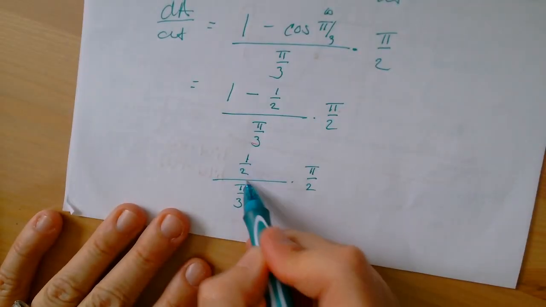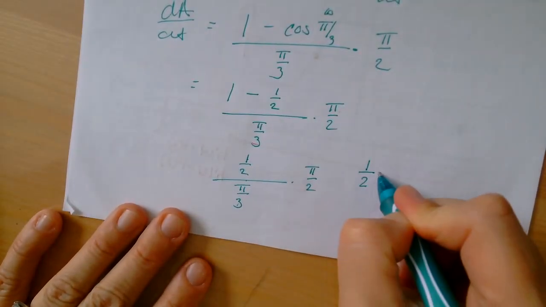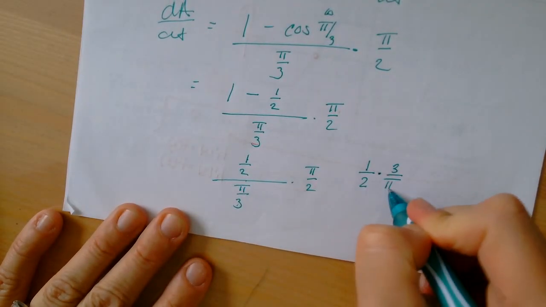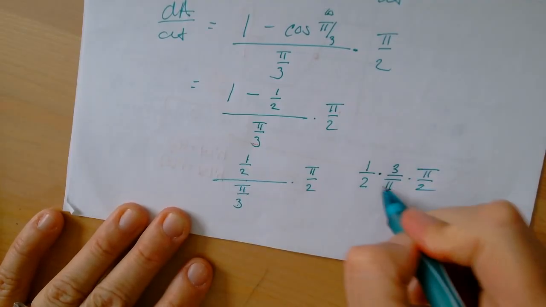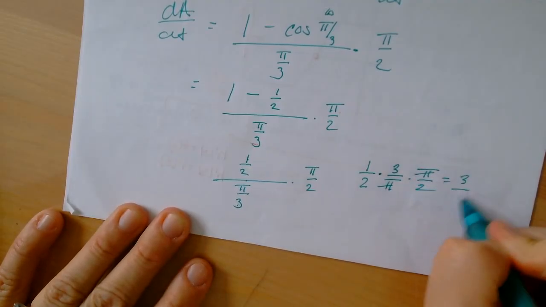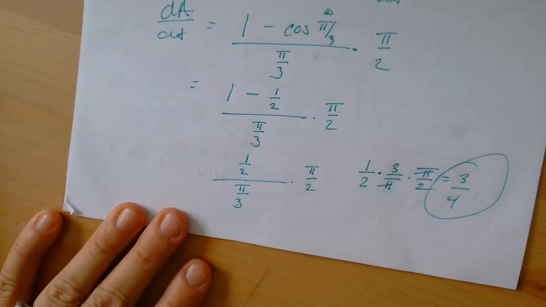And I'm just going to do a quick keep, change, flip. So I'm going to say that's 1/2 times 3 over pi times pi over 2. So I think my pi's are going to cancel, and bam, I'm going to get 3/4 for dA dt.